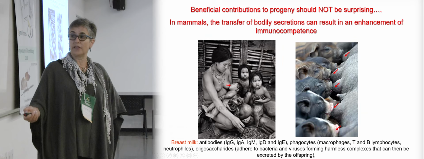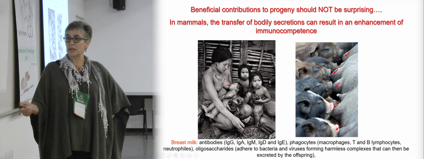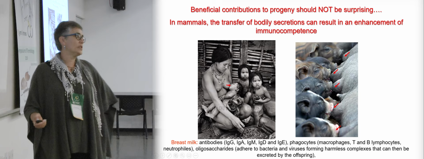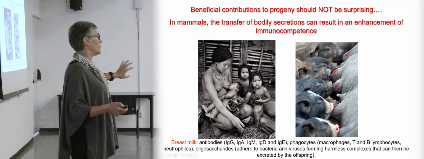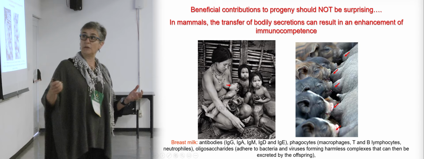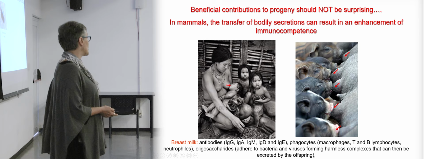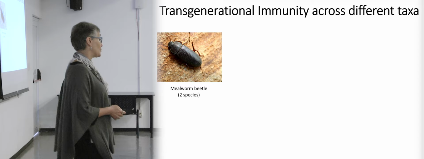You have breast milk here that's loaded with different types of immunoglobulins, antibodies, cells that are important in immunity, as well as these things called oligosaccharides. These oligosaccharides basically latch onto viruses or bacteria, make a complex, and then the baby is able to get rid of the complex without actually getting sick. So breast feeding and milk is a very important way of doing this. In insects, we know that transgenerational immunity is also happening. There's evidence that transgenerational immunity is actually more widespread than we ever thought.